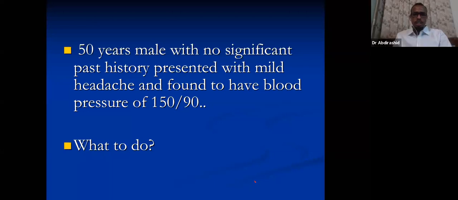Okay, I'll try the English. Okay, a 50-year-old male with no significant past history presented with a mild headache and found to have a blood pressure of 150 over 90. What to do?